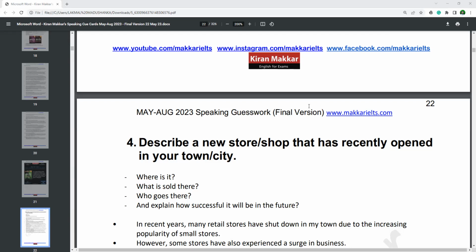Understand? Yes. And in the same way, whenever you are finishing your cue card question, it's required to give a conclusion, not big statements. Maybe one sentence is enough. At the end, you can give some conclusion. Then it will be a perfect answer. Okay. Any other questions?